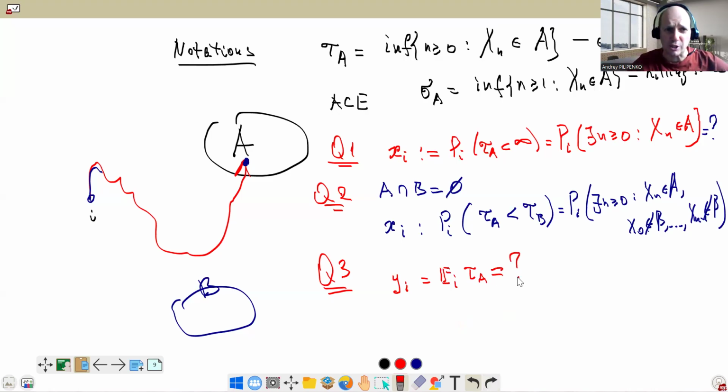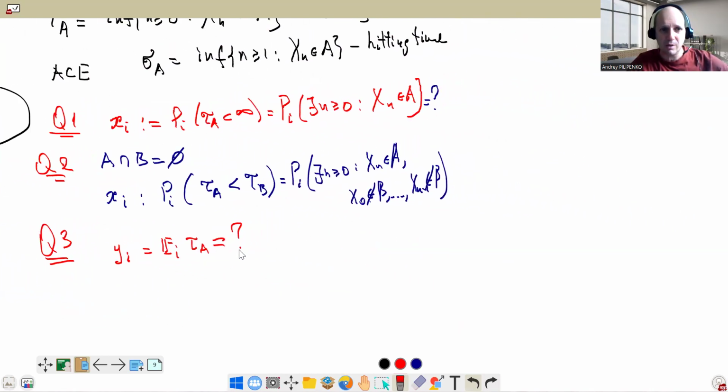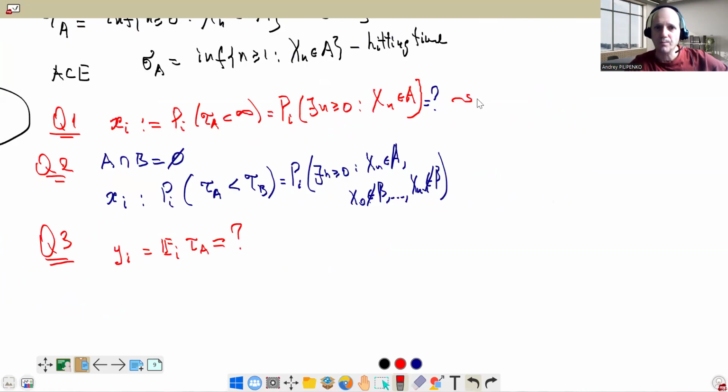So let me write the answers. The proof is similar to what we did. Here we have to write a system of linear equations. So if i is in A, then what is the probability?